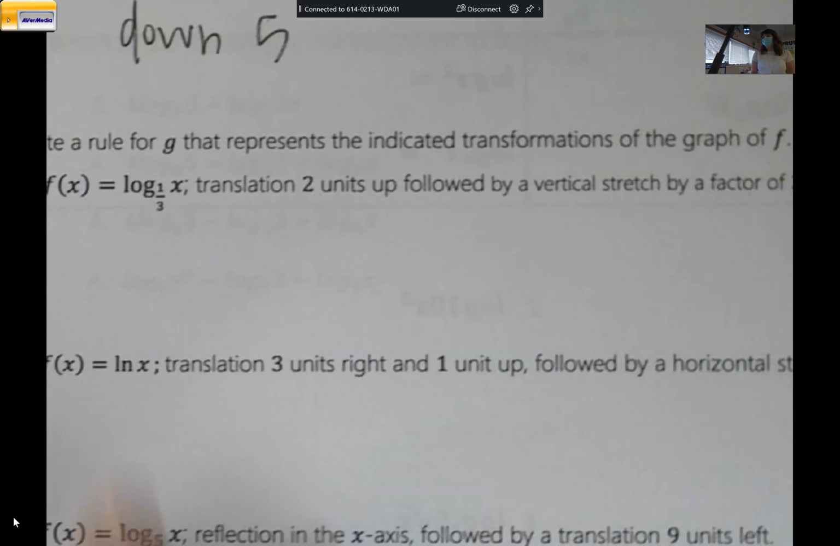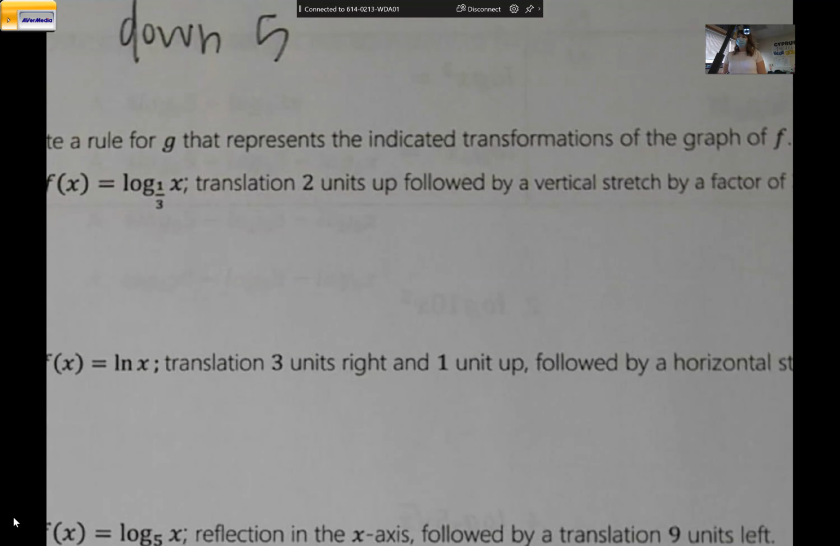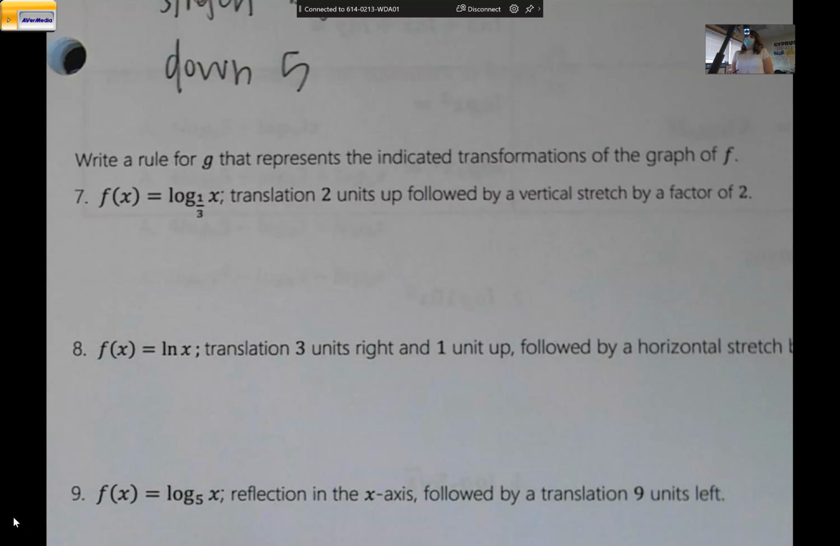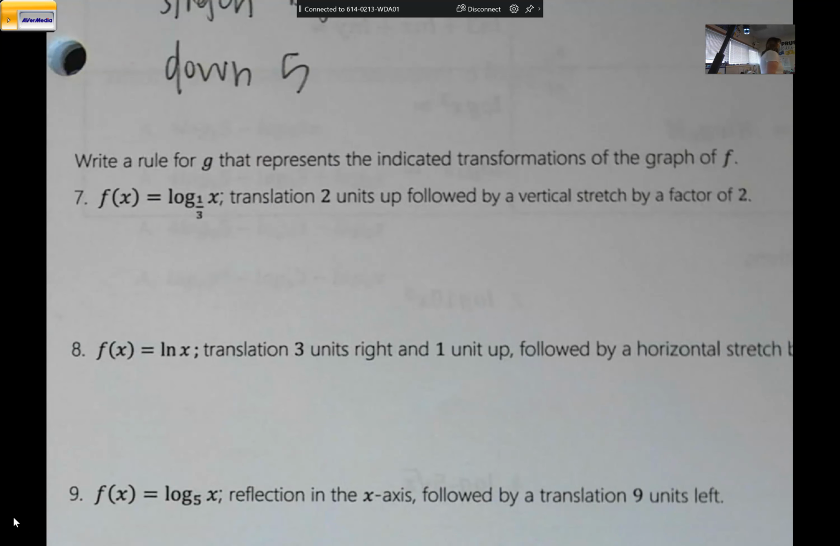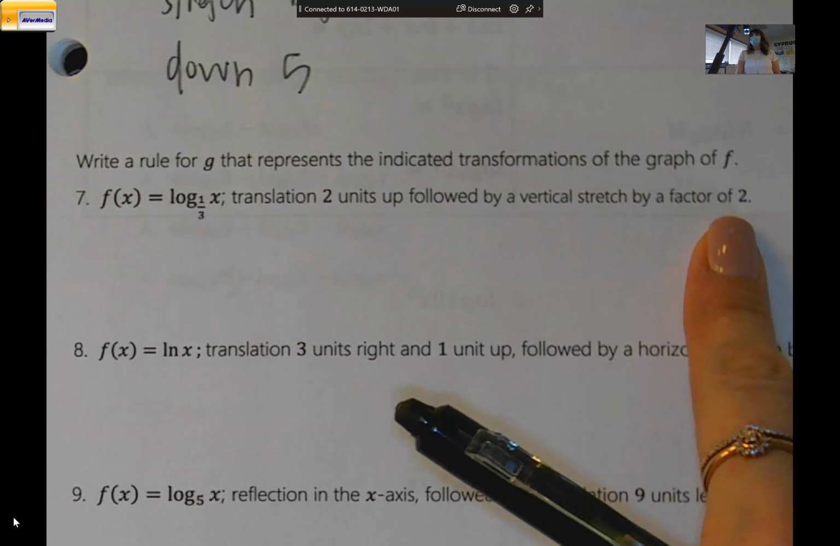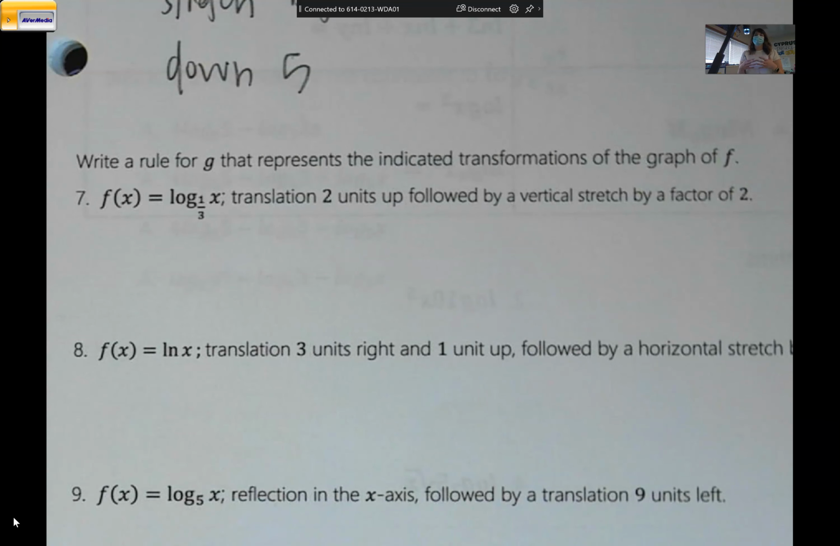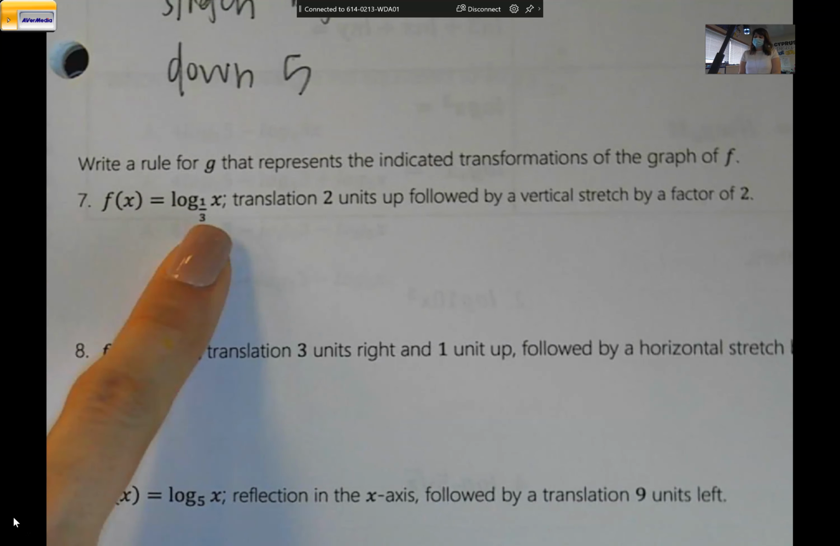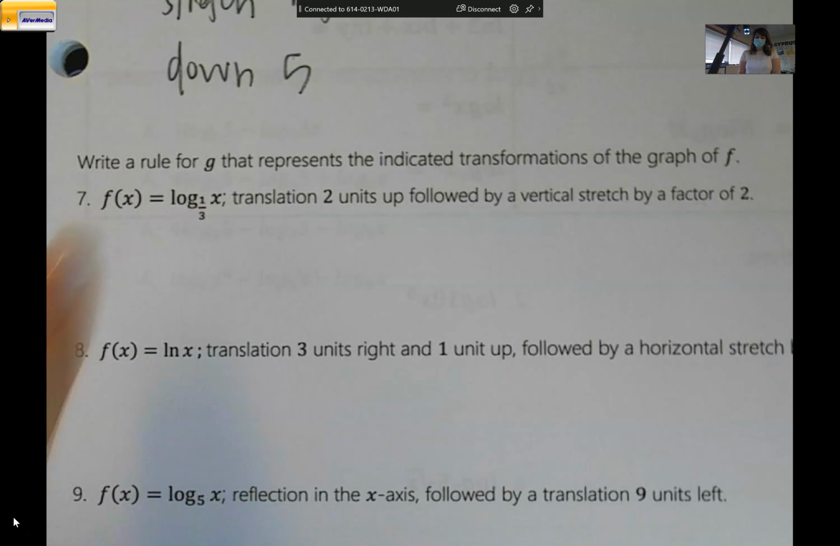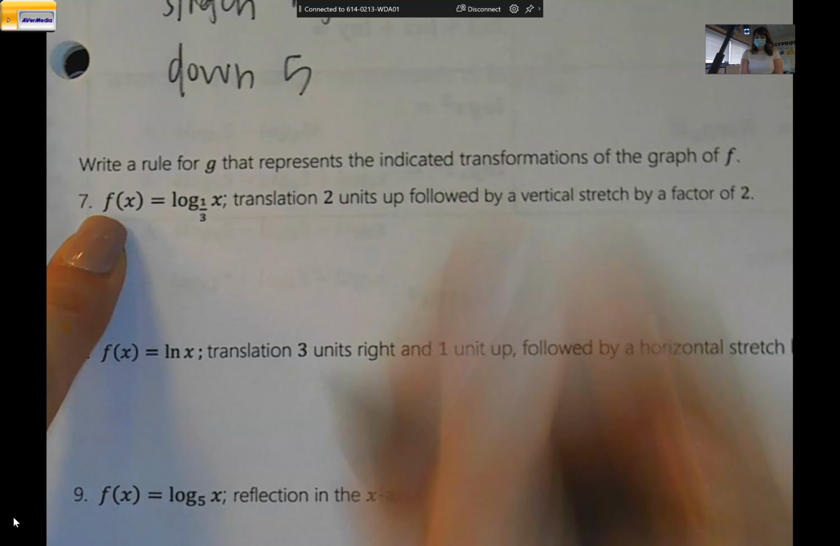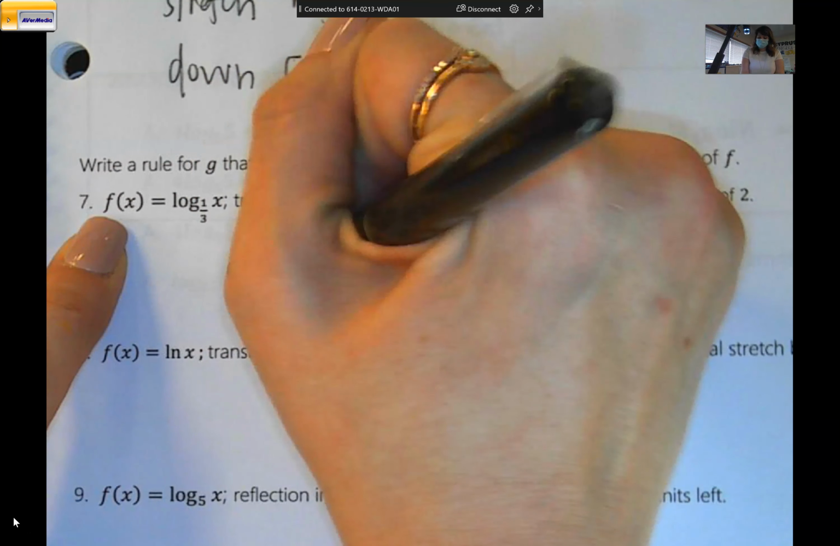Okay, the last part is writing your function. So in the quiz, I gave you your transformations in the order that you would write them in the function. So I'm going to read these slightly differently. I'm going to read them like they would be in your quiz. So we are taking log base 1/3 of x, but we got to rename them. We can't call them f of x, so let's call them g of x.